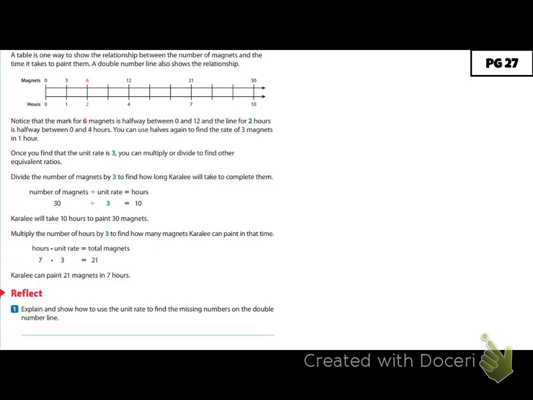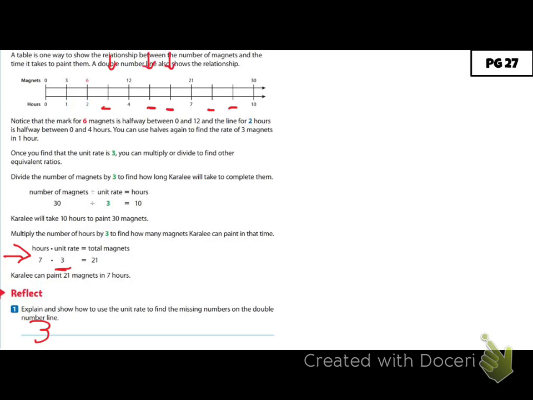Reflecting, number 1, explain and show how to use the unit rate to find the missing numbers on the double number line. So to do that, we can look right here and see that if we multiply the number of hours by the unit rate of 3, it will give us the answers that we need. So if we do 3 hours, looking at the blanks above, right here, right here, right there, right here, and right here, we can fill in the number of magnets we need for all of these.